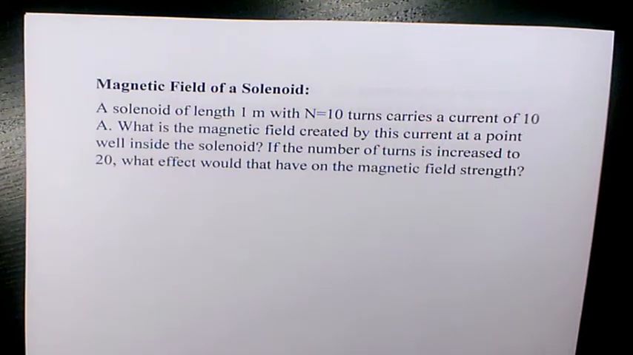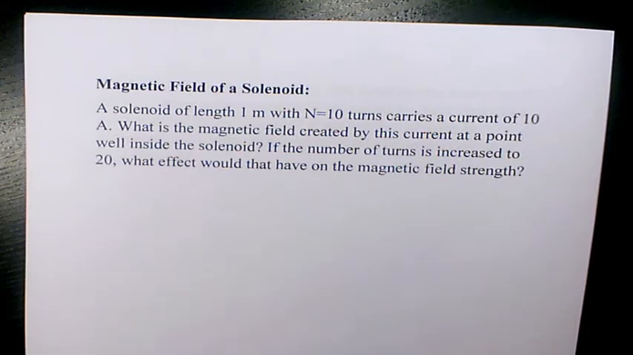Now in this example, I want to show you how to find out the magnetic field of a solenoid. A solenoid of length 1 meter with N equals 10 turns carries a current of 10 amperes. What is the magnetic field created by this current at a point well inside the solenoid? If the number of turns is increased to 20, what effect would that have on the magnetic field strength?